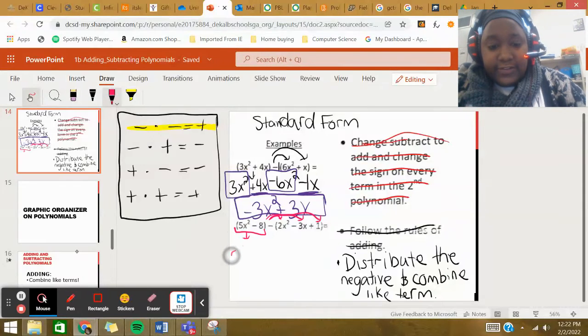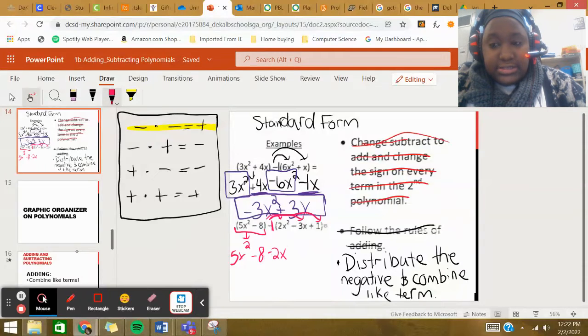So I'm left with 5x squared on the left because I didn't do anything to it, minus 8. Now, remember that it's an understood 1 here, so this is a negative 1. So negative 1 times a positive 2 is going to give me a negative 2x squared.